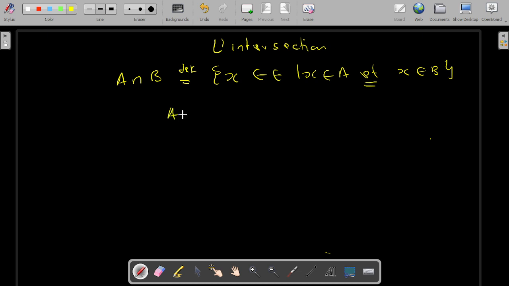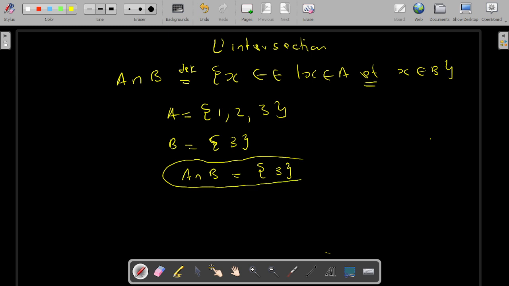So if I have the set A as 1, 2, and 3, and I have the set B as the singleton set with 3, well then A intersection B is going to be the set that only has 3, the singleton {3}, because 3 is in both sets A and B, just like the way a conjunction is going to work. So that is your example.